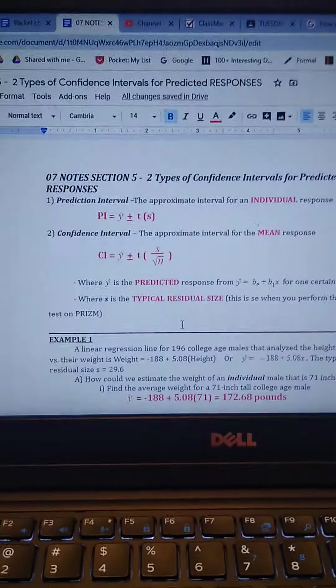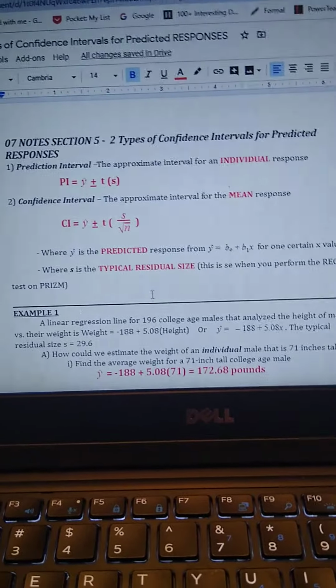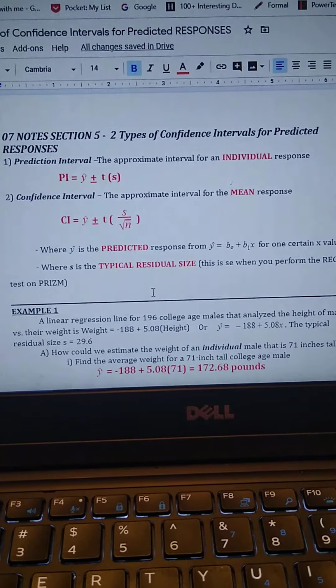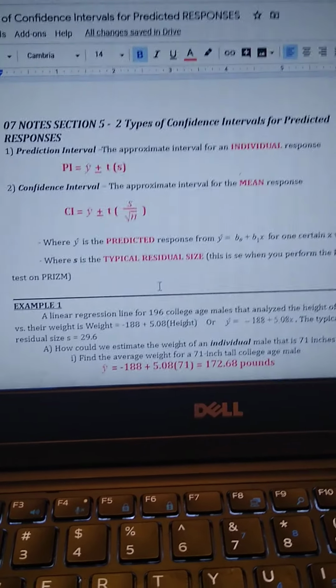This is a video lesson for Chapter 13, Section 2 for regression equations. We're not going to be talking about slope now, we're going to be talking about prediction.